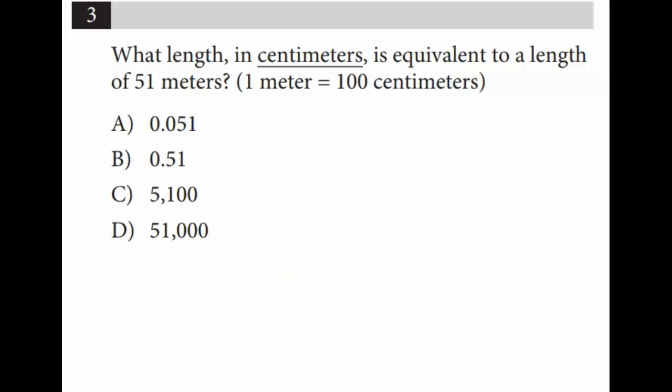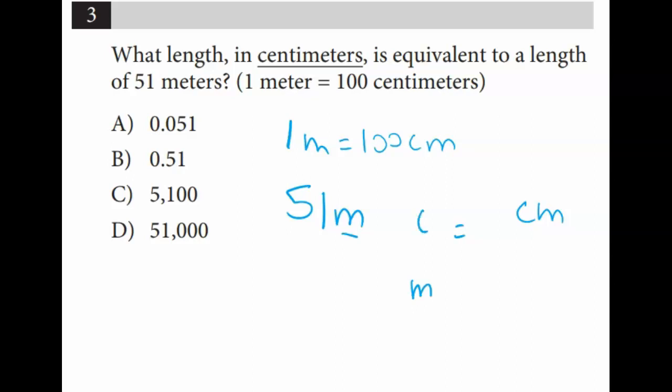All right, number 3. What length in centimeters is equivalent to a length of 51 meters, with 1 meter equaling 100 centimeters? All right, so we know that 1 meter is equal to 100 centimeters. And we have 51 meters, and we're trying to get that to equal how many centimeters? And so let's think about this. If this is 51 meters, we want meters on the bottom and centimeters on the top because we want the meters to cancel out.